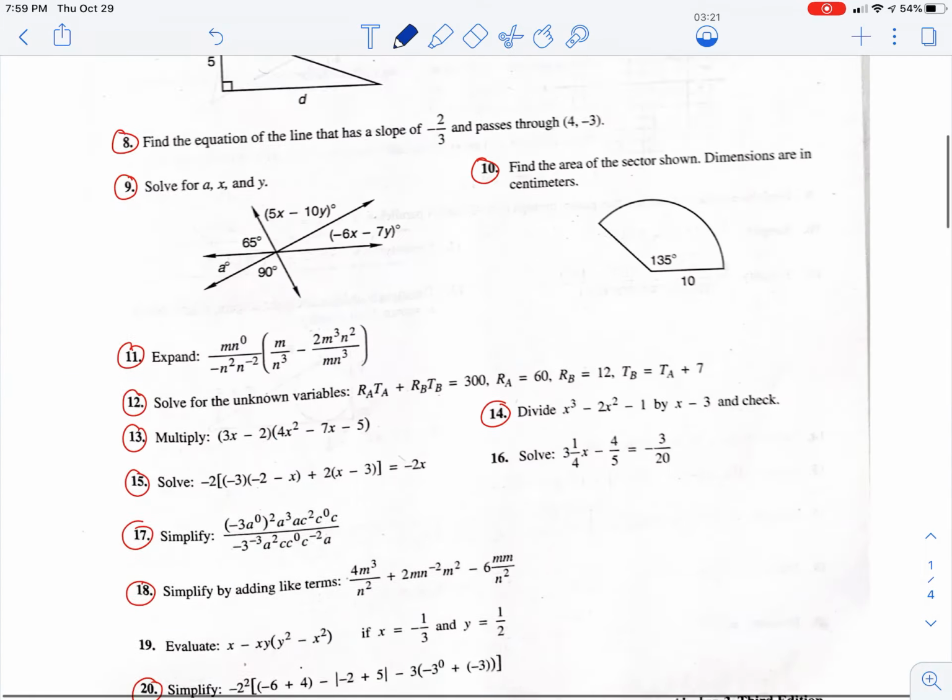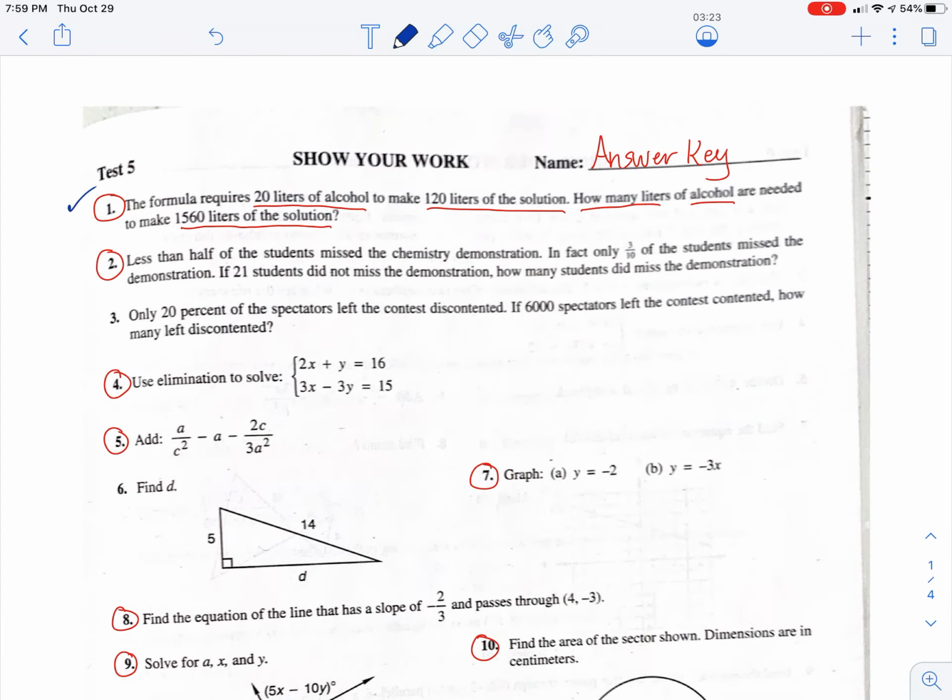Number 2, let's bump back up here to the test. That's number 1. Let's look at number 2. Less than half of the students missed the chemistry demonstration. In fact, only 3/10 of the students missed the demonstration. If 21 students did not miss the demonstration, how many students did miss the demonstration? So that's a little bit confusing. I'm going to leave the problem set there for a minute.